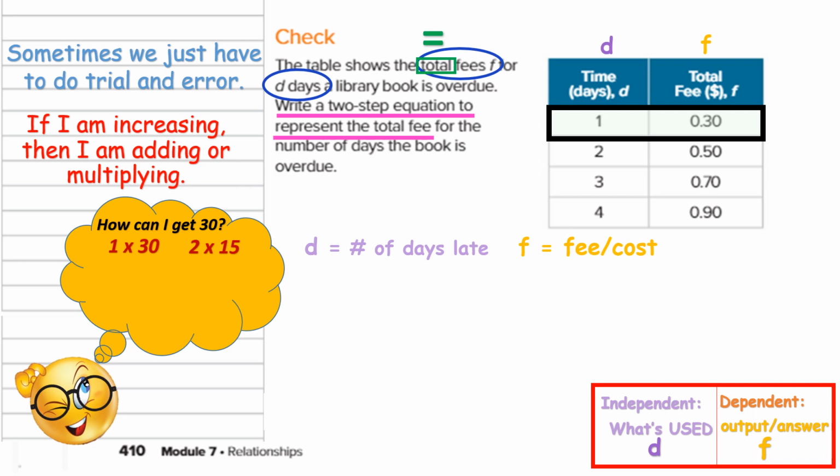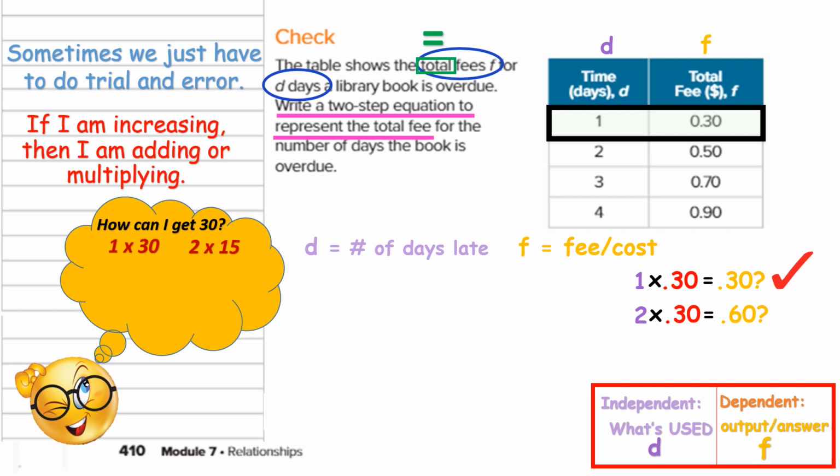I can also do multiplication of 2 times 15, but that doesn't work for that first problem. So if I do 1 times 30 and I get 30, then I could say, oh, that has to be the right answer, and I move on. But I need to check my work, right? Since I'm writing an equation using dependent and independent variables, I have to see if it applies in all of those scenarios. And so I take my 2 for my D and I plug it in.